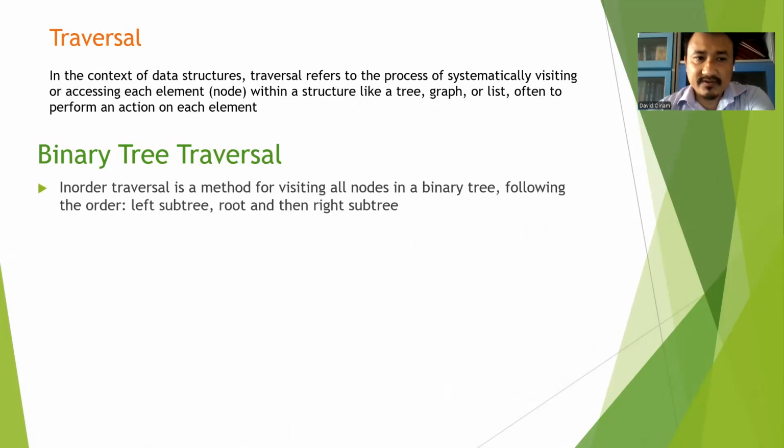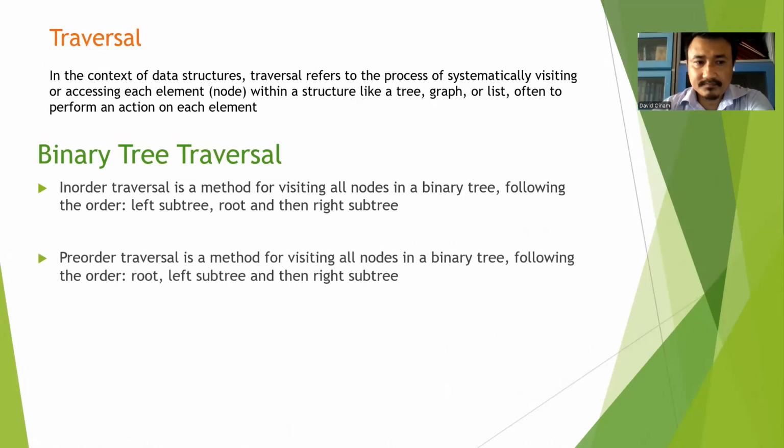In binary tree traversal, there are three types of traversal. First is in-order. In-order traversal is a method of visiting all nodes in a binary tree following the order left subtree, root, and then right subtree. Again, pre-order traversal is a method of visiting all the nodes of the binary tree following the order root, then left tree, then right tree.